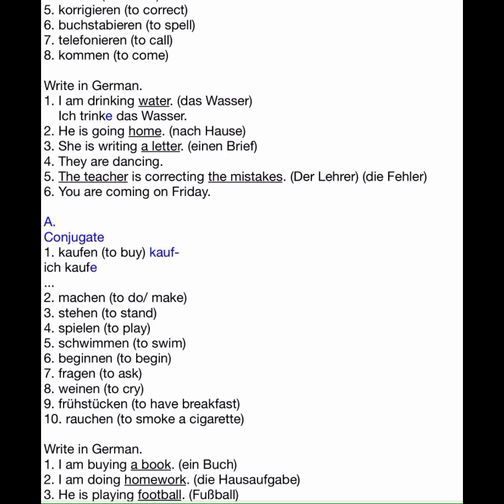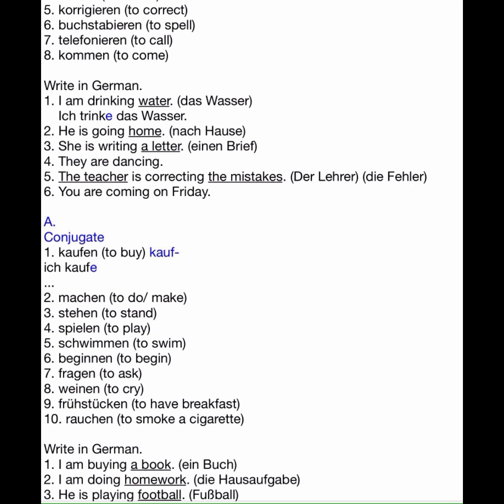I am drinking water. The new words are in brackets. Water is das Wasser. So it becomes: ich trinke das Wasser. You're going to do the same thing in number 2. He is going home. To go is gehen: er geht nach Hause. So you proceed like that, yeah? This one you're supposed to do, and then snap and send them to me so I see how you do them, yeah?